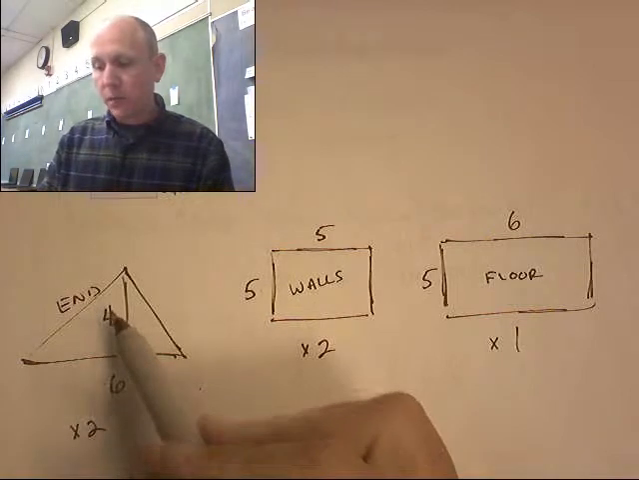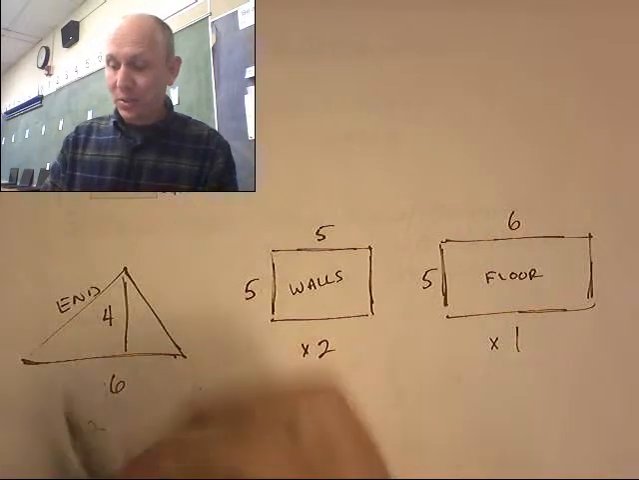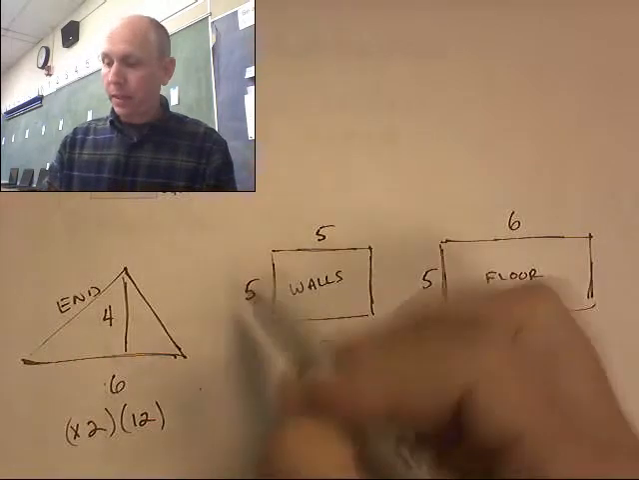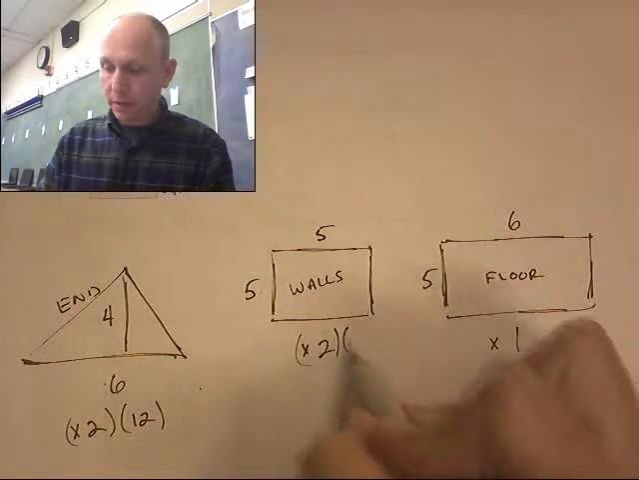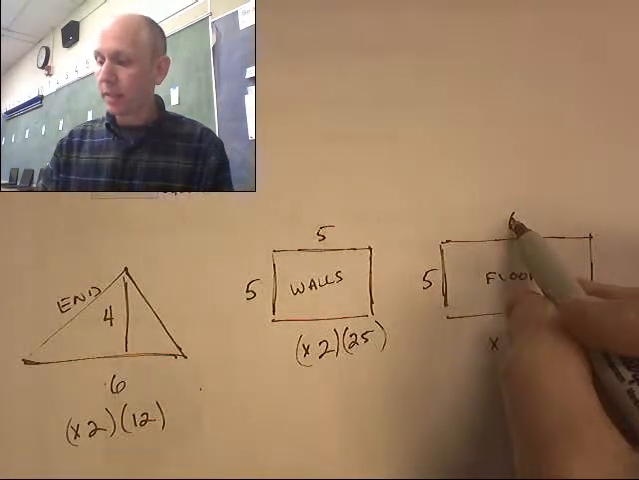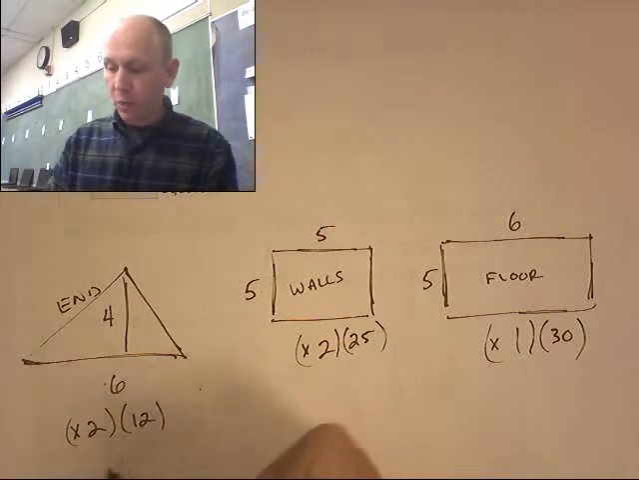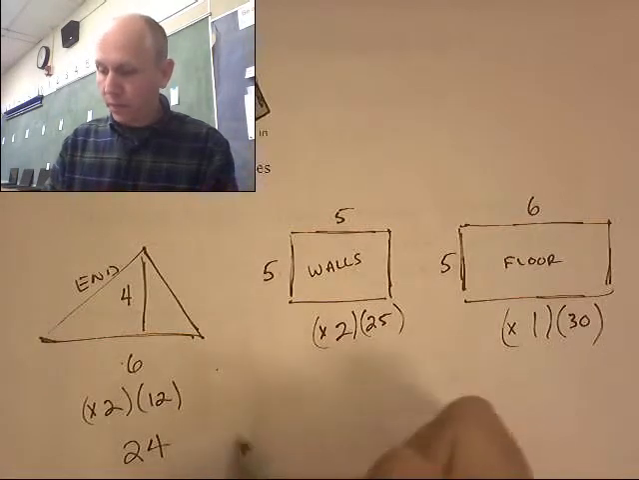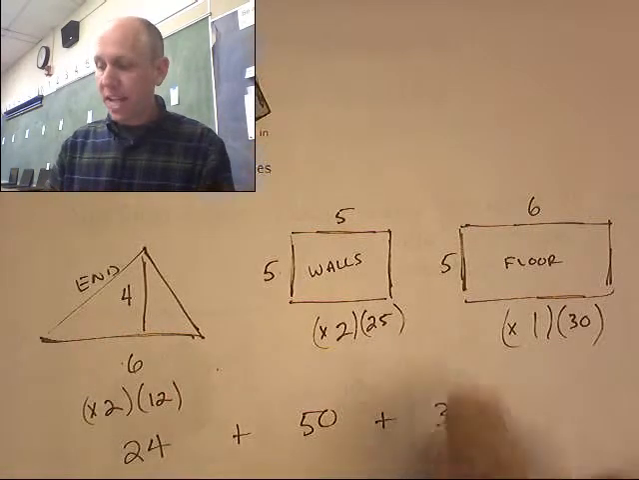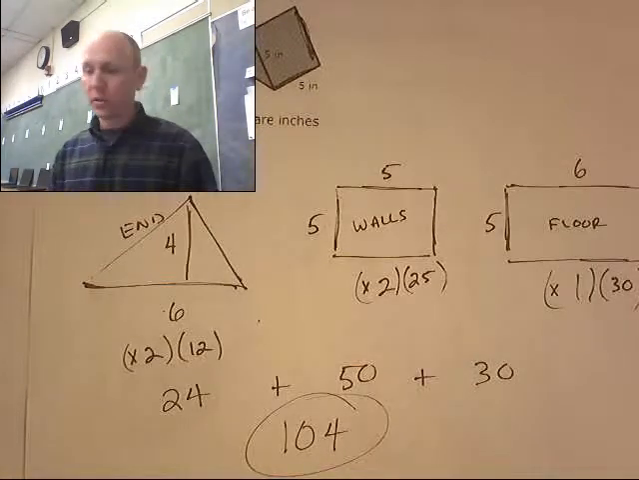Okay, well, let's find out what this is. This is 4 times 6. That's 24, but it's a triangle, so it's half of that, so it's 12. Right? So this is 12, but I need 2 of those. This is 5 by 5. That's 25. But I need 2 of them. And this is 5 by 6, which is 30. And we only need 1 of those. So we have 24, we have 50, and we have 30. There we go. 50, 60, 70, 80, 90, 100, 104. 104 is our final answer, 104 square inches.